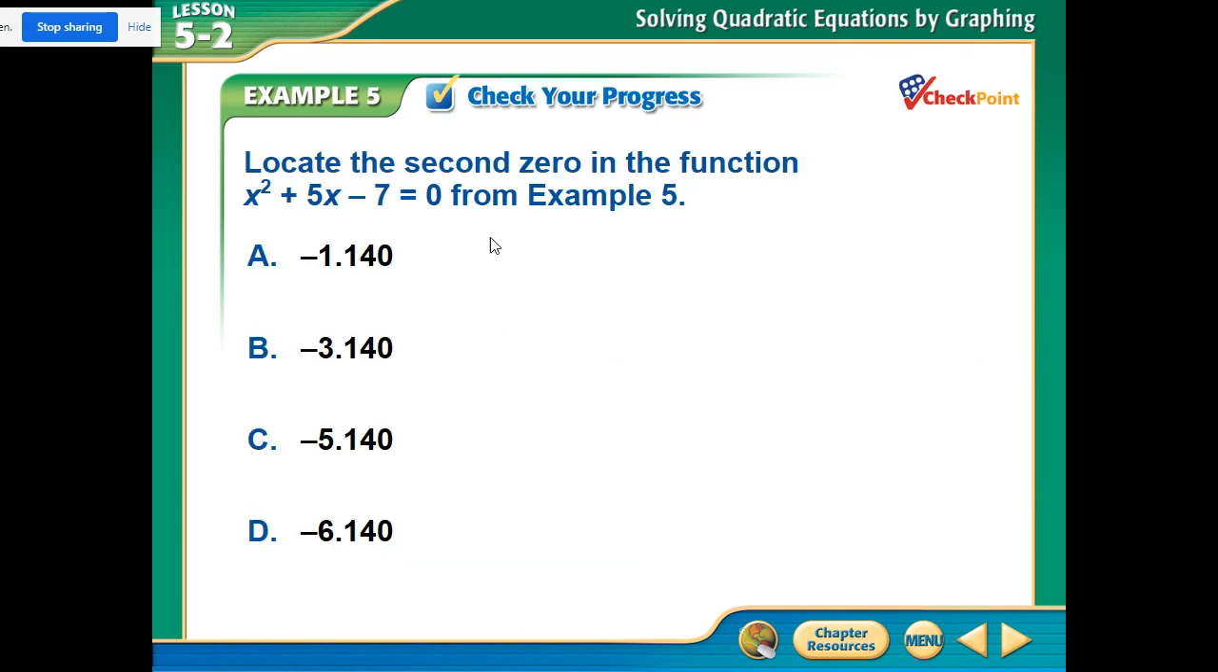So you can do the same thing here, and they just want the second 0, and that's this value here if you tried it. All right.